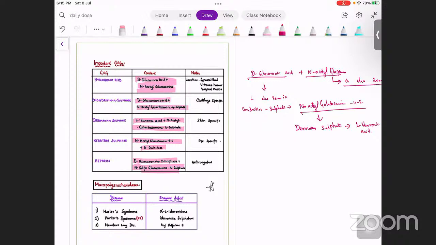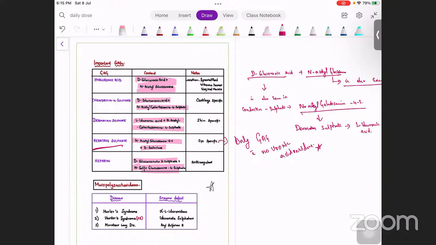Okay, the most common GAG present in cartilage is chondroitin, present in your skin is dermatan, present in your eye is your keratan, and keratan sulfate is the only GAG with no uronic acid residue. Very, very important MCQ. Only GAG with no uronic acid residue is your keratan sulfate. Mark it out.